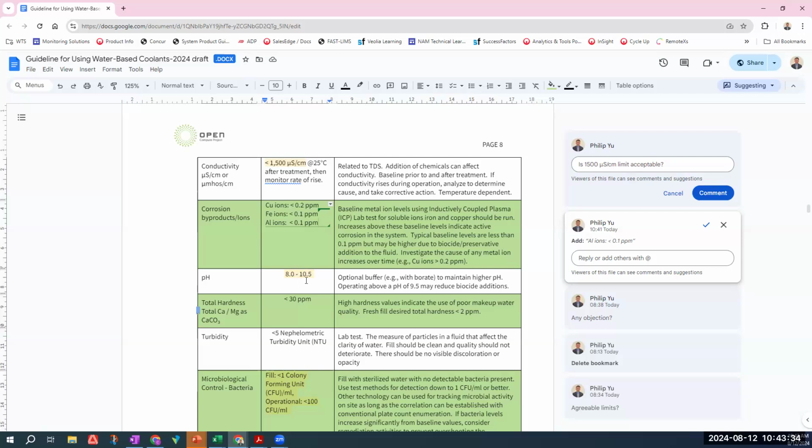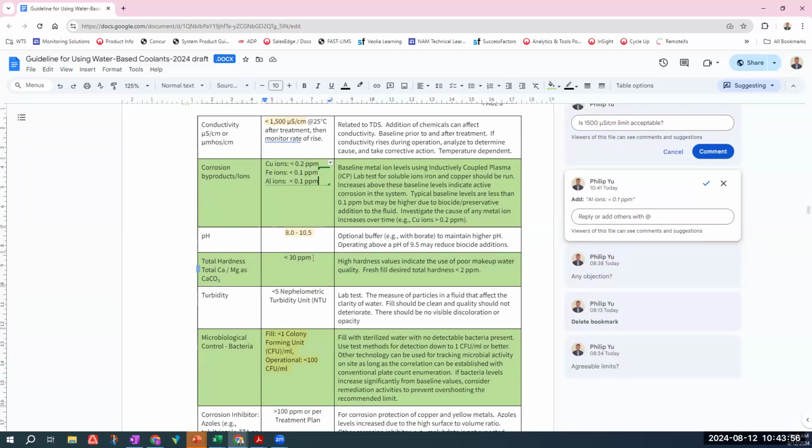So for any coolant that has a higher pH, if you have an aluminum component, you might want to include some corrosion inhibitor for aluminum as a protection, since pH over 9 will be aggressive against the aluminum surface.